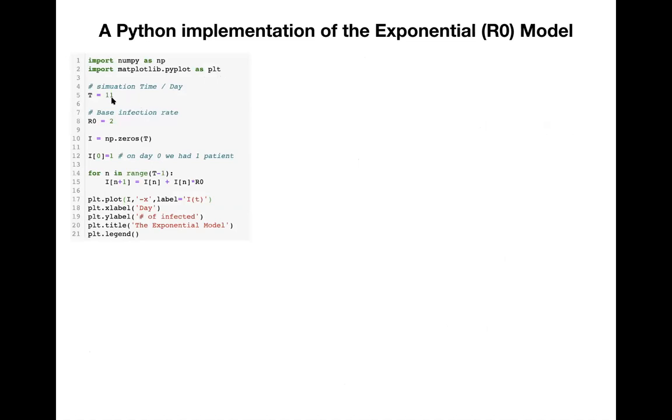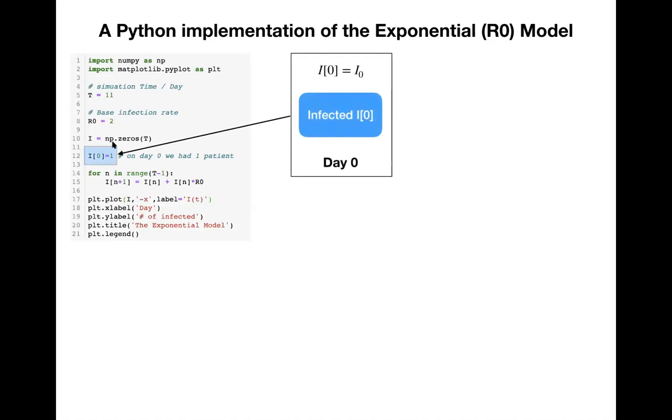So we have, say, T equals 11, an integer, which is the total time of simulation, say simulation days. And R0 is the base infection rate. Every patient creates 2 new patients. That's actually a lot, right? Now we define an array I equals np.zeros(T), an array with the same size as the simulation days. Then we also initialize the data. This is called initialization. We initialize the patients on day 0: there's 1 patient, so I0 equals 1.